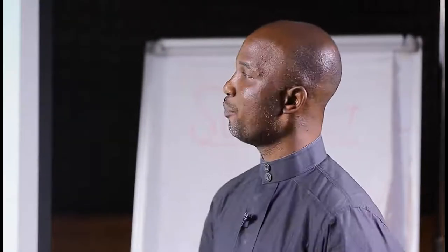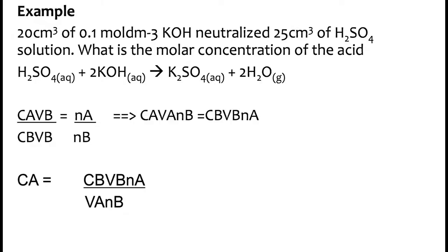I will take the next example, and the next example reads: 20 centimeter cube of 0.1 mole per dm cube potassium hydroxide neutralized 25 centimeter cube of tetraoxosulfate 6 acid solution. What is the molar concentration of the acid? Remember, the acid in question here is tetraoxosulfate 6 acid.